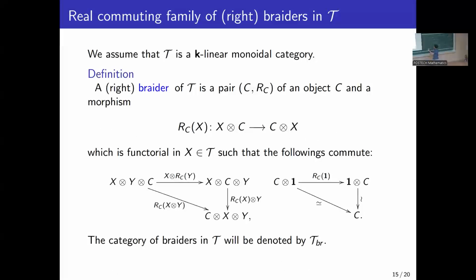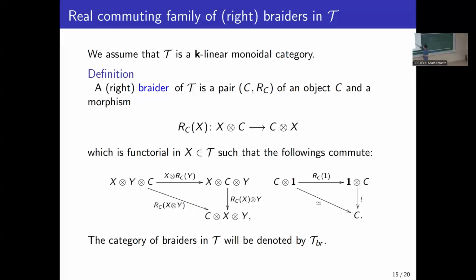So we can do that. And to do such a thing, we need the notion of right braiders. A right braider is nothing but this: you consider the tensor product with C, the object we want to invert, from the left and from the right. So you can consider the functor tensoring C from the right, and the functor tensoring C from the left. Then there exists a natural transformation, denoted by R sub C, which satisfies those two properties. We call it the braider.